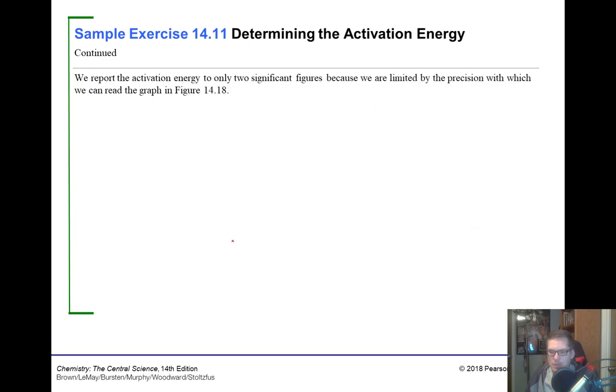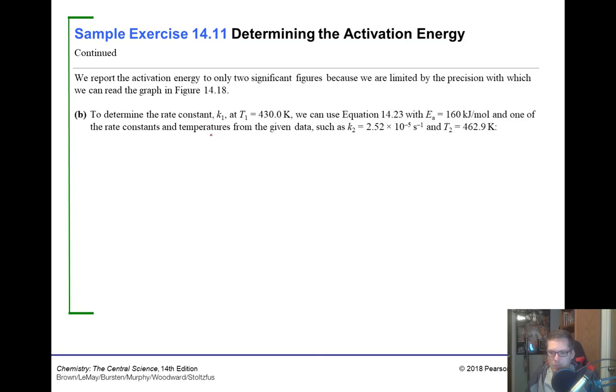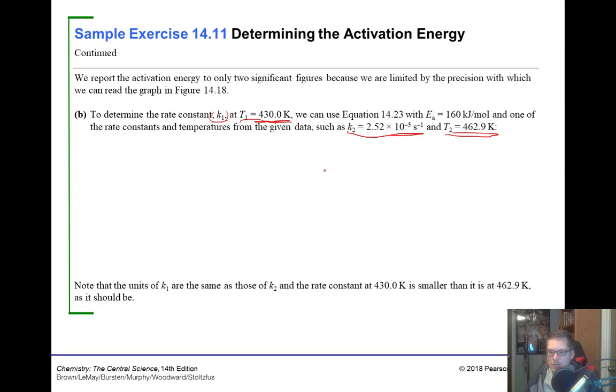And then for part B, they want to determine the rate constant. So there's your T1 value. They're using their 430. The one they're trying to find is K1. That's your unknown. And you're going to use that same equation we just looked at. There's your activation energy. And then they just chose this rate constant and this temperature. You could use any of them. And then from there, it's just simple algebra to plug it in.